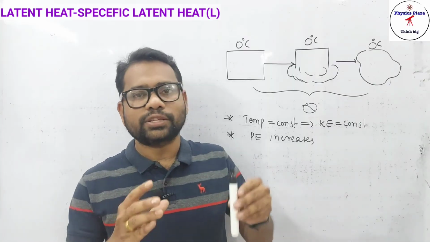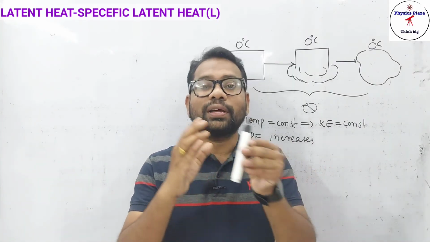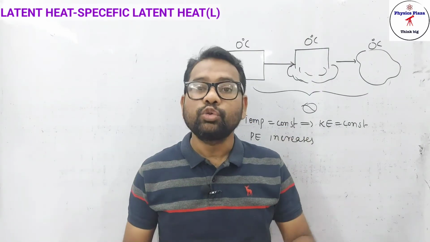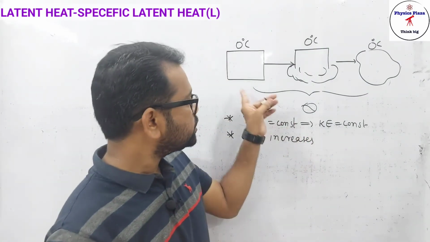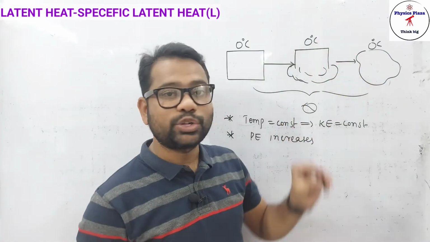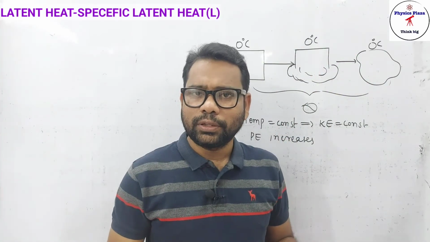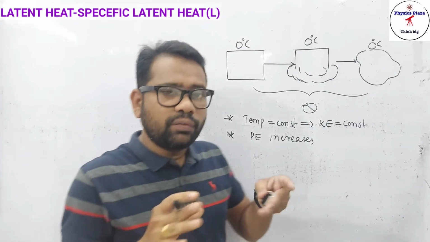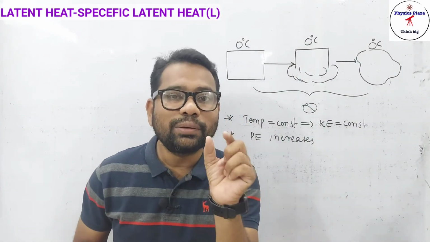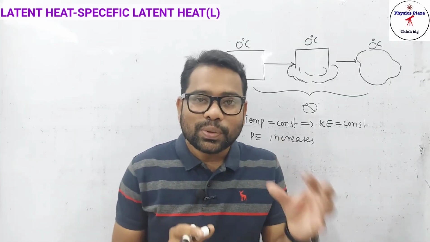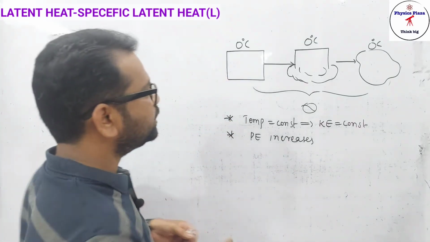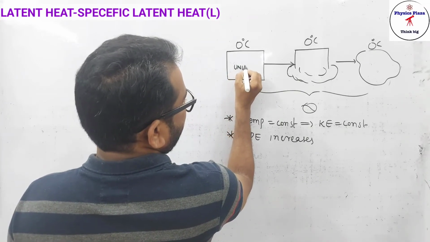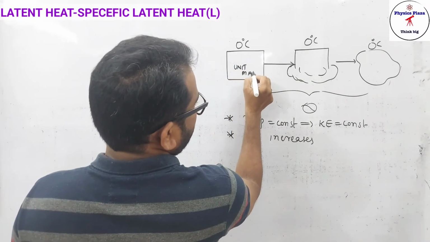But in the exam, if they ask you a question, state or define latent heat, how to define it? The amount of heat energy required to change the substance from one state to another state at a constant temperature is called latent heat. Then what is specific latent heat, children? When you define latent heat for a unit mass, then you call it specific latent heat, which means just a unit mass is taken.